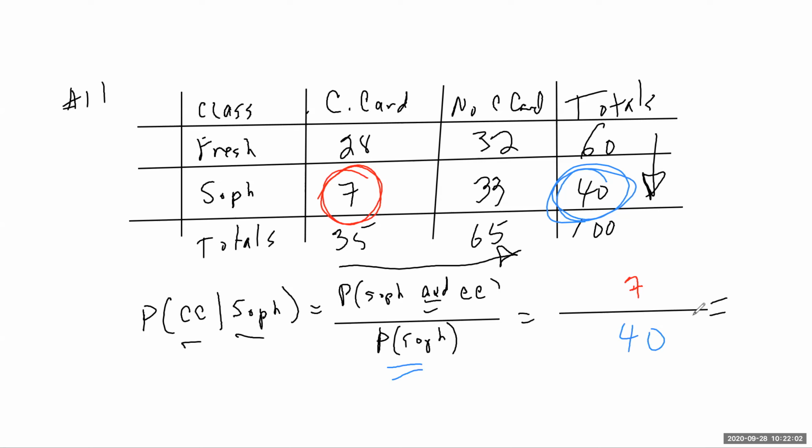7/40. So if we wrote this as a decimal, we would get 0.175. So the probability of having a credit card given the student is a sophomore is 0.175.